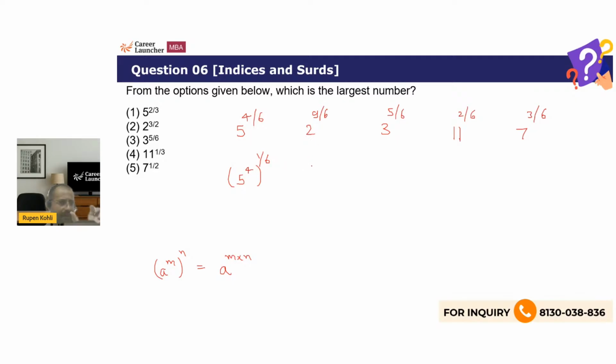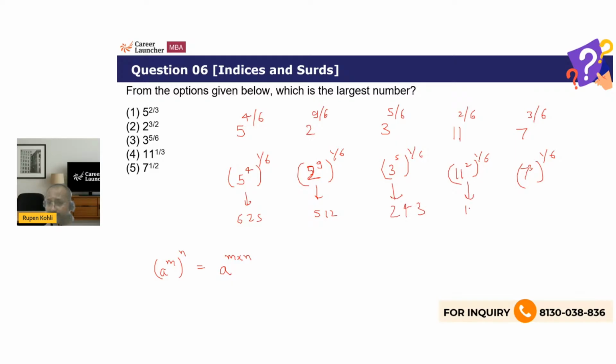So whatever is in the brackets, we can compare: 2 power 9 whole power 1 by 6, 3 power 5 whole power 1 by 6, 11 square whole power 1 by 6, and 7 cube whole power 1 by 6. Whichever is the largest amongst the numbers in the brackets is the largest value. 5 power 4 is 625. 2 power 9 is 512. 3 power 5 is 243. 11 square is 121. 7 cube is 343. Option A makes sense. 625 is the largest amongst all these, isn't it?